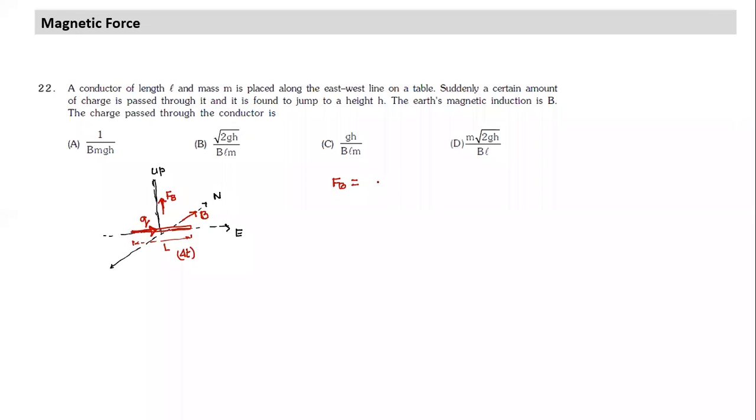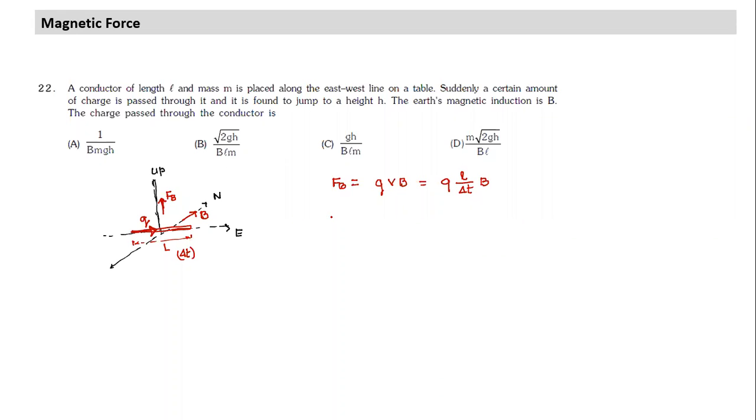Q V cross B. But V and B are mutually perpendicular. So Q is the charge flowing with velocity V, B. But what is V here? V is equal to length L, and it has taken some time delta t, which is a very, very small time, into B. So in such questions where a small time is given, see, this is something we can take.